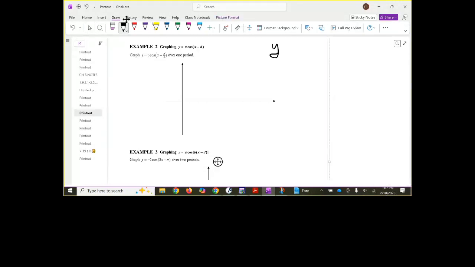So first thing we're going to do, we're looking at our function y equals 3 cosine of x plus pi over 4. Okay, first thing, y'all, if it's a plus pi over 4, do you think we're moving to the left or to the right? We're moving to the left, right? If we're moving to the left, that is a negative pi over 4, okay? Y'all, I want to know where we are going to end.